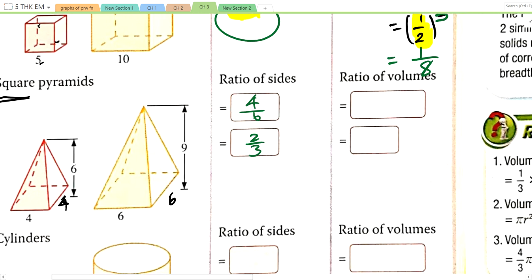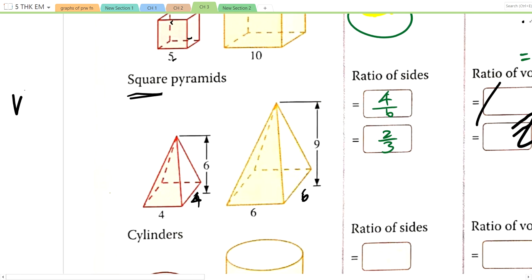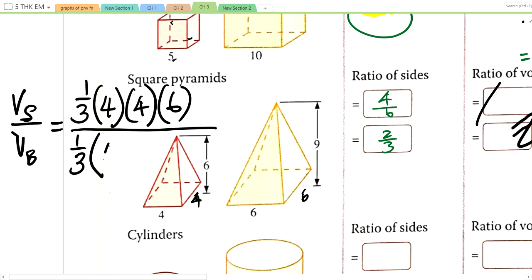I want to find the volume of the small pyramid. There's not enough space over here, so I'll do it at the side. Volume small over volume big. 1/3 base area. What is the base area for the small pyramid? 4 times 4. Then the height? 6. Okay, what is the volume for the big pyramid? 1/3, 6 times 6, 9. Okay, so let us simplify. 1/3 and 1/3 cancel. Then the 4 and the 6, what do you get? 2 and 3, right?